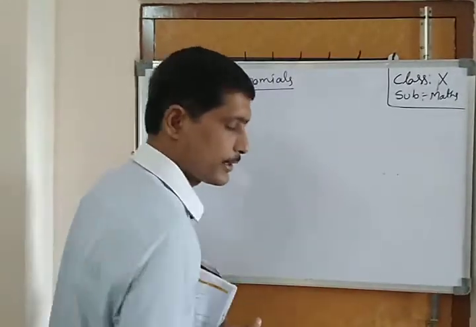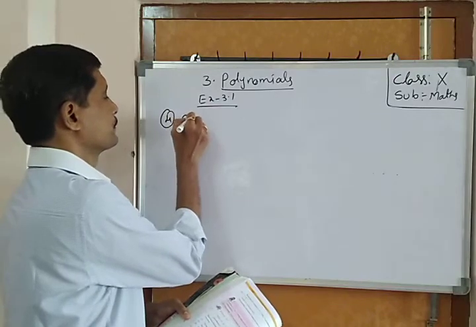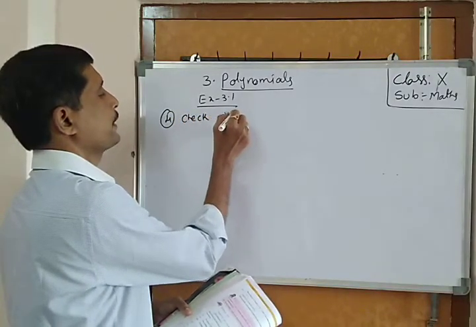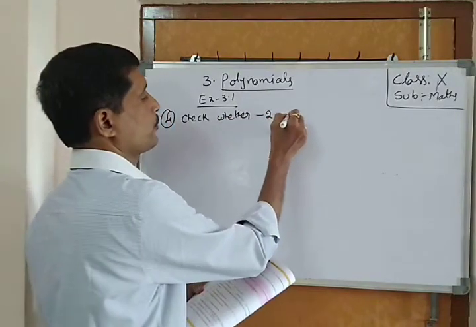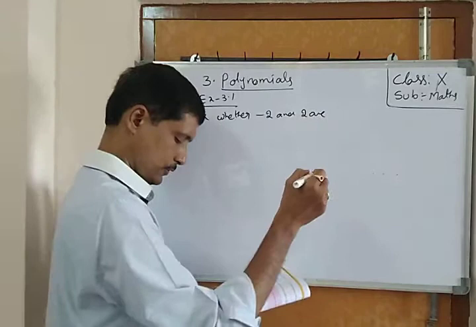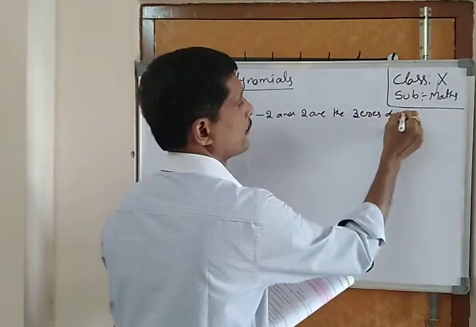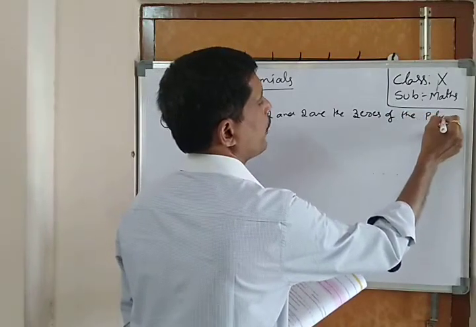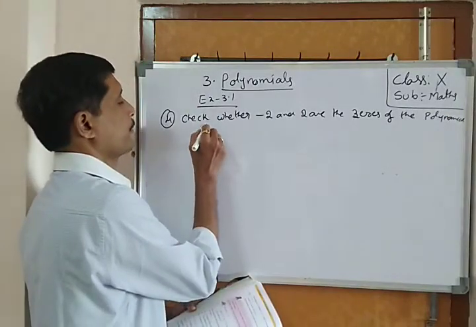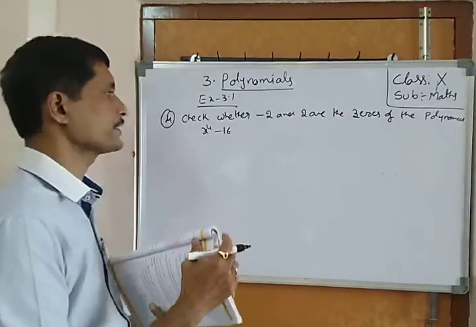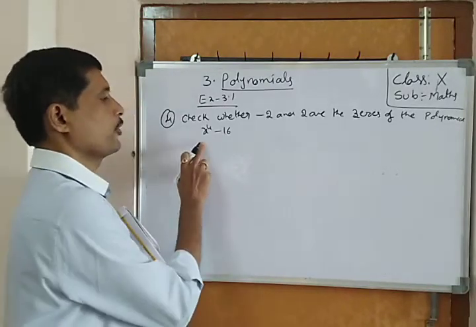These problems are also there in the 9th class. Here the next question, the fourth one: check whether minus 2 and 2 are the zeros of the polynomial x power 4 minus 16.